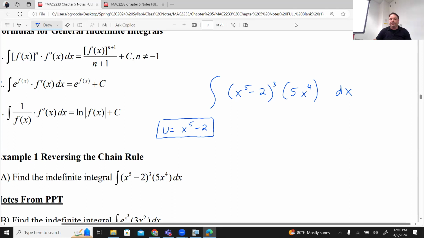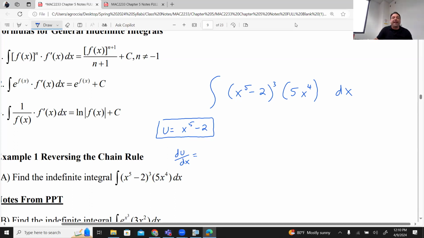Now, this is where it gets a little weird. After you pick that u, whatever it is, it could be the inside, it could be the outside, it could be the other one, whatever you want u to be, but only one u will work. Only one u will work. My u is x to the 5th minus 2. After you pick whatever that u is, you're going to take the derivative of u with respect to x. Now that sounds fancy, but bottom line, after you take the u, you're going to take the derivative of it.